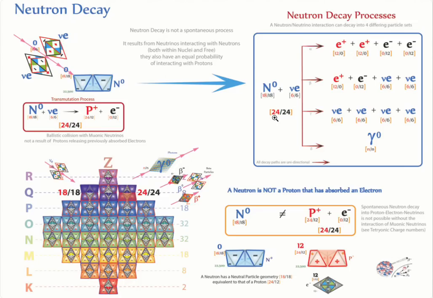Obviously, from a 24-24 combination, we can produce 2 positrons and 2 electrons. We can produce a positron, an electron, and 2 neutrinos, or just 4 neutrinos from that combination. Or we can convert the entire mass, the entire matter geometry, into radiant mass energies, i.e. convert neutrons into radiative light or heat energies.